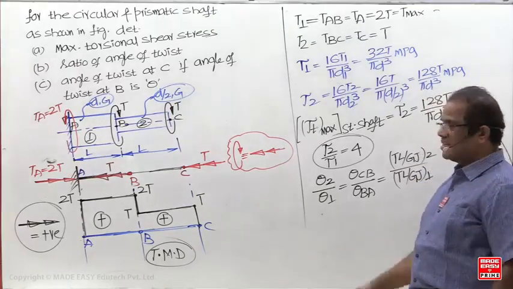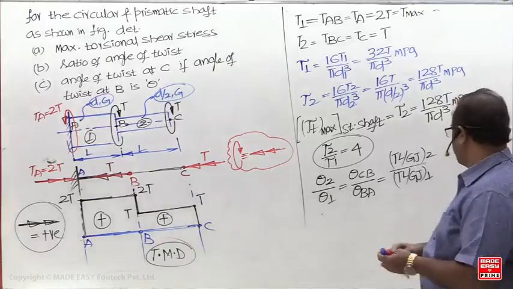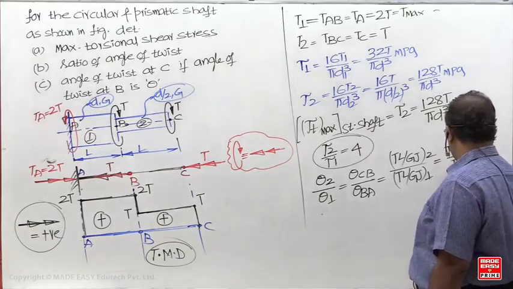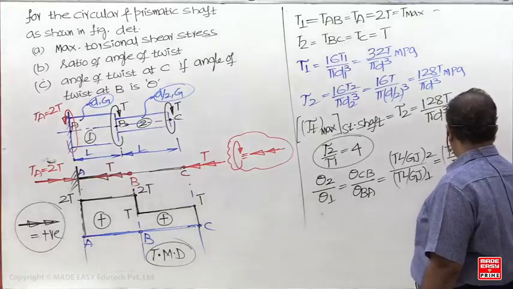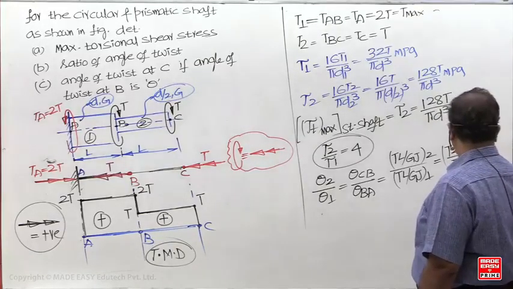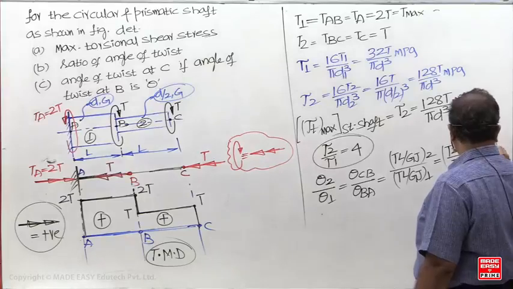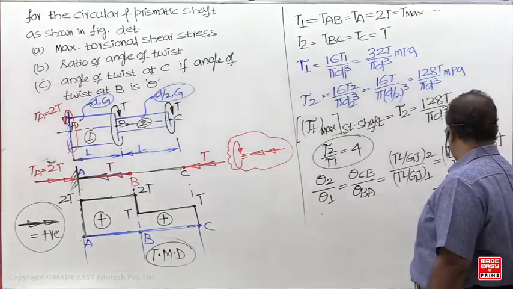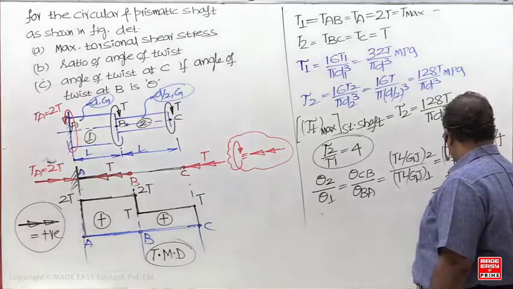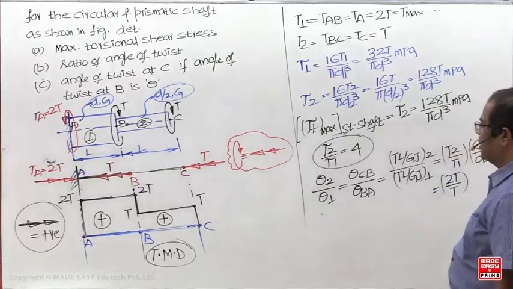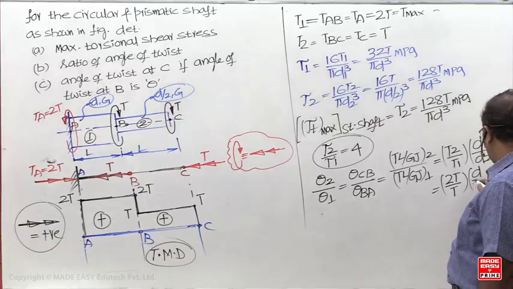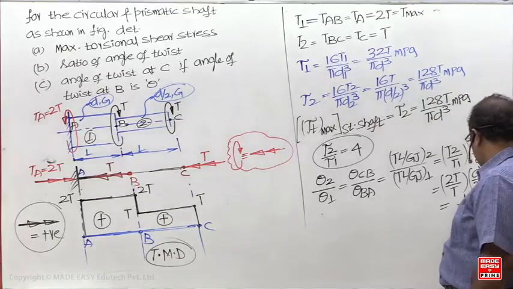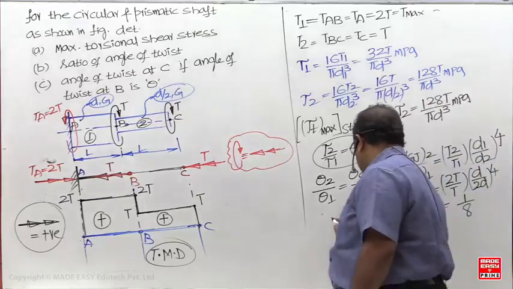In both cases, which is the same now? L is the same, G is the same. Then I have to write T2 by T1 and d1 by d2 whole to the power of 4. T2 is how much now? 2T, and T1 is T. What is d1? d1 is d. So what answer are we getting? 1 by 8. So theta 2 by theta 1 is 1 by 8.